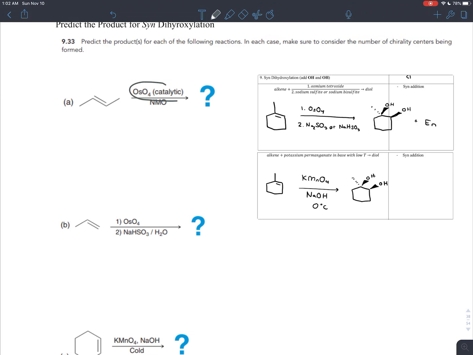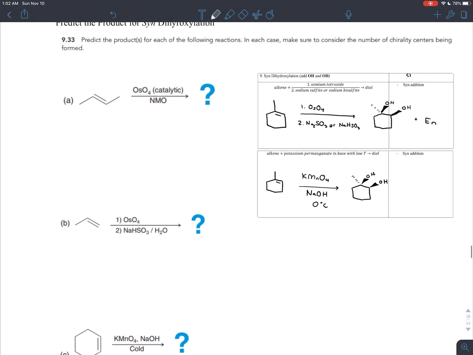And we saw how the structure of osmium changes over the course of the reaction. This NMO, the N-methylmorpholine N-oxide, regenerates the osmium tetroxide. It takes the osmium that we saw that had two OHs on it, and it turns that back into the osmium that just has the four O's, osmium tetroxide. So that's what that NMO is doing there. So you don't have to use a whole bunch of osmium. That is letting you just use the osmium tetroxide as a catalyst.